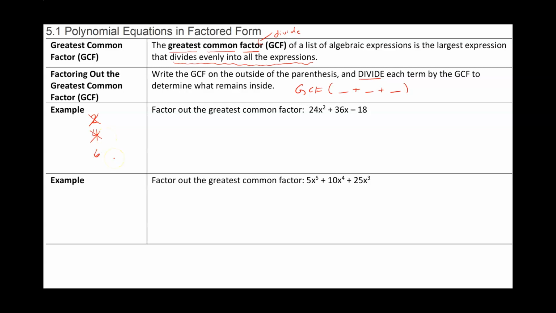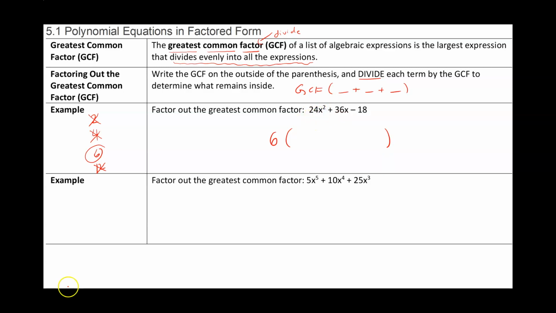So 6 can divide 24. Okay, true. 6 can divide 36. 6 can divide 18. Okay, good. That's all true. Is there a bigger number than 6 that can do that? Like 12. 12 divides 24. 12 divides 36, but 12 does not divide 18. So 12 doesn't work. So 6 is going to be our GCF, or the greatest common factor. Now, what do we do with that? Well, we write the GCF on the outside of the parentheses. And what goes inside? Well, we're going to divide each term by the GCF, which is 6.